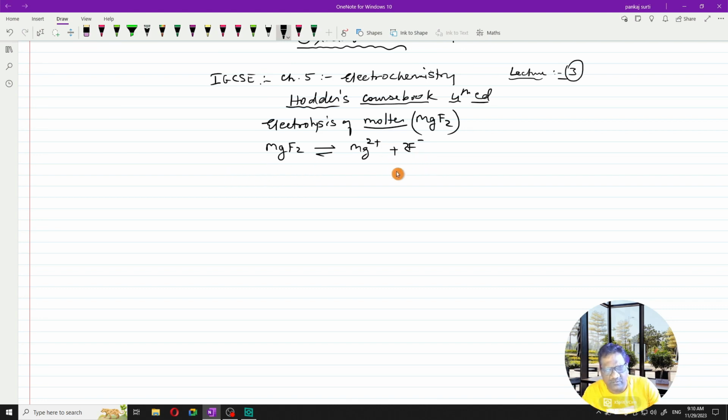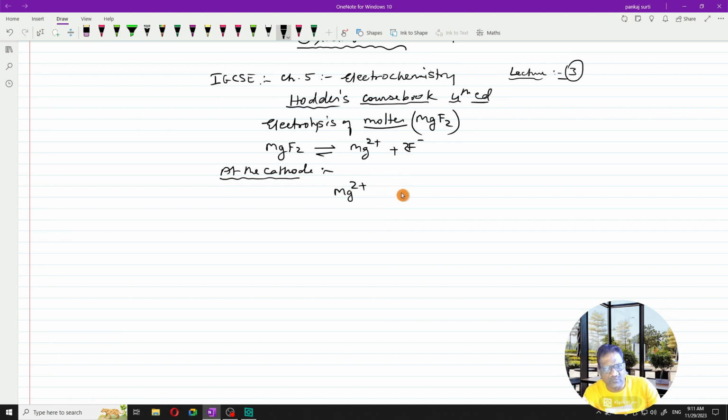Now, I'm not going into the diagram and all that. The question asked is, predict the products of the electrolysis of molten magnesium fluoride. This is your magnesium fluoride in the molten state. It will form these two ions, and what will happen at the cathode? The cathode is connected to the negative terminal, so this negative terminal will always attract the positive ion, that is the magnesium ion, Mg2+. It will be pulled towards the cathode.